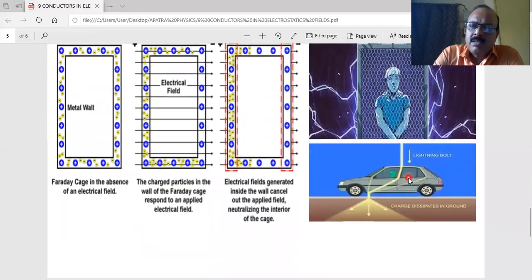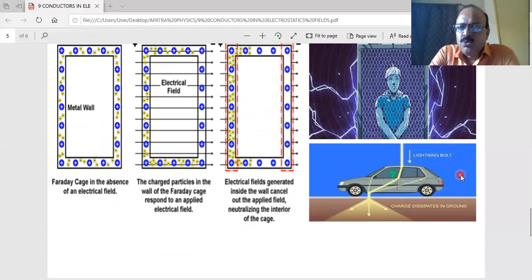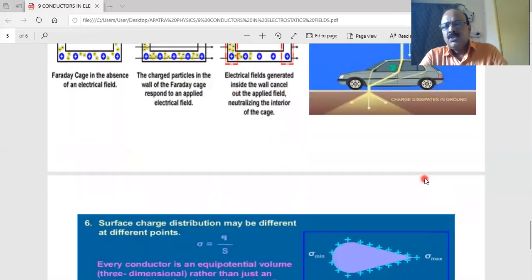Now another piece of advice: when lightning takes place, you are advised to stay within the car, because a car is a metallic body and behaves like a Faraday cage. Even if lightning bolts strike the car, the current will pass through the tire to the ground. Since it is made of metallic material, there will be no electric field within the car and you remain safe.